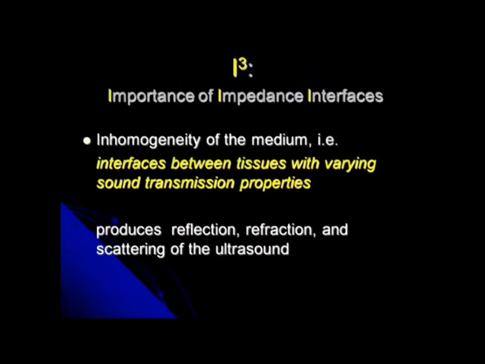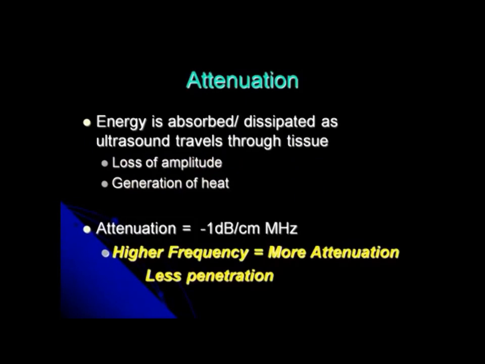Different tissue has different impedance at the interfaces, and the basic differences would create an image with various properties. The differences include reflection, refraction, and scattering of the ultrasound signal. Attenuation describes how sound is absorbed and dissipated, and the signal becomes weaker as the ultrasound travels through the tissue. Higher frequency has more attenuation and less penetration.